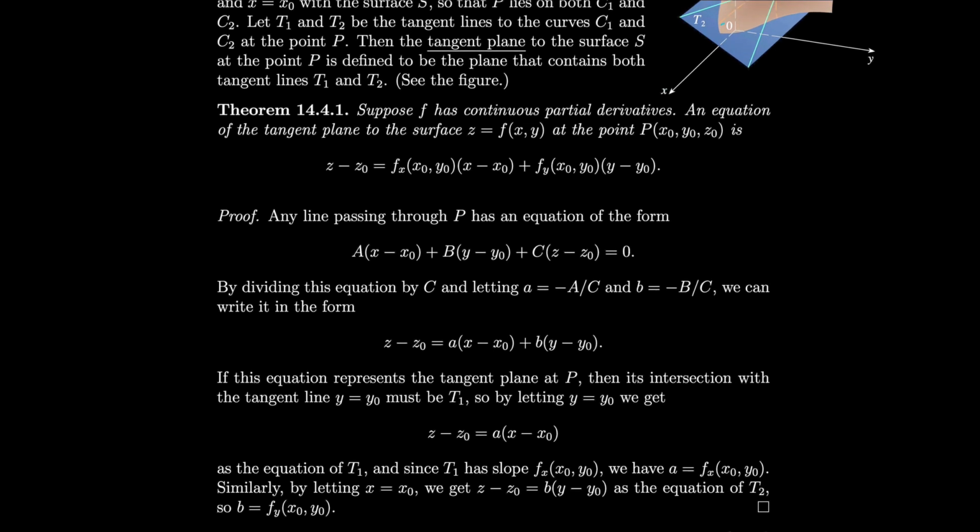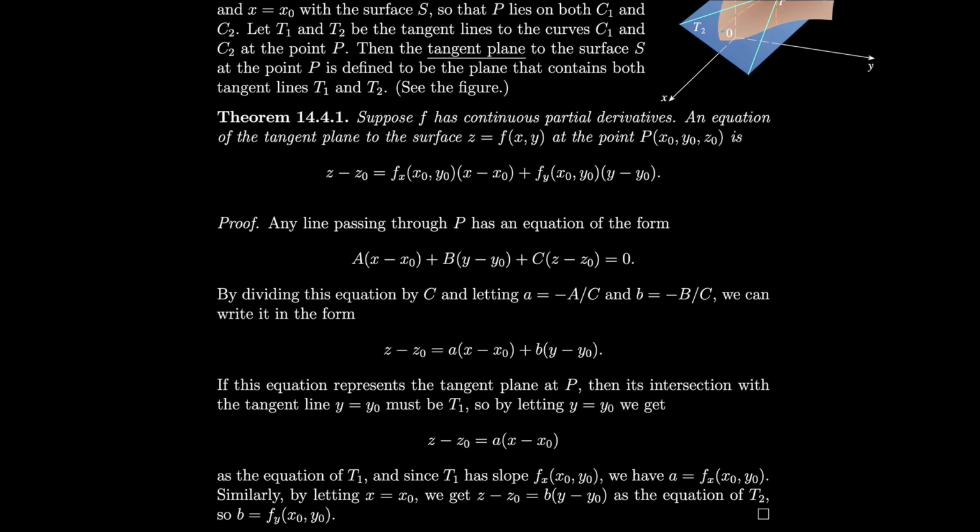So if this equation represents the tangent plane at P, its intersection with the plane y equals constant y0 must be our tangent line, T1, because it lies inside the plane, because the plane is built from T1 and T2. So we can just let y equal that constant, and that will eliminate this. We'll get that z minus z0 is equal to a times x minus x0. So that's the equation of our tangent line T1.